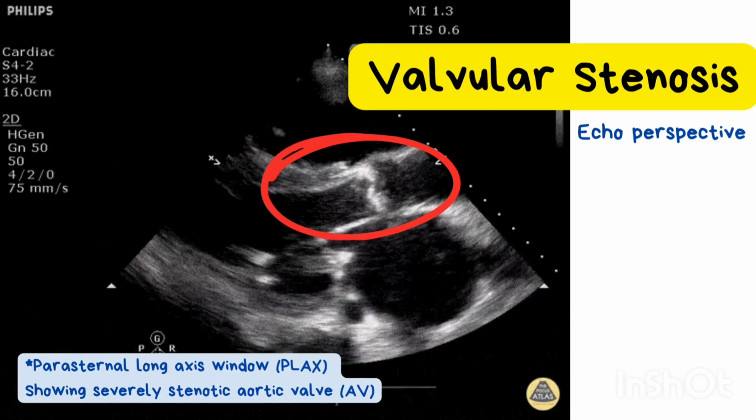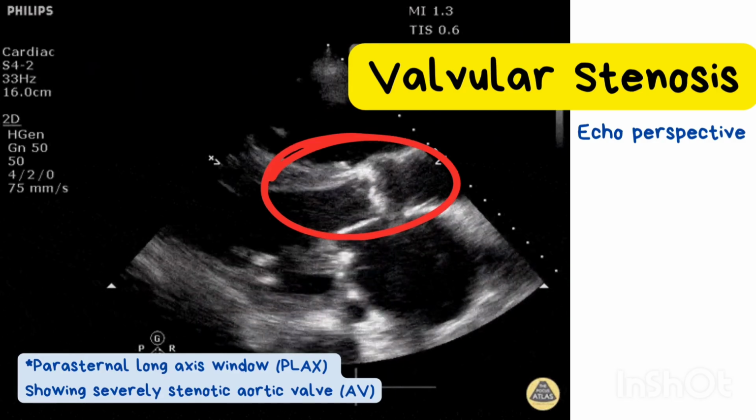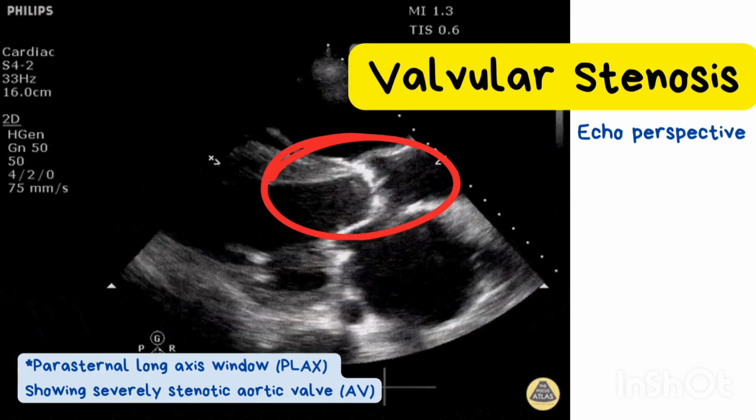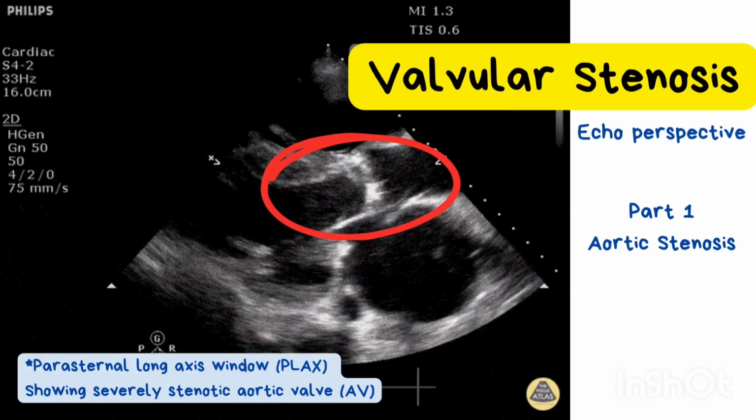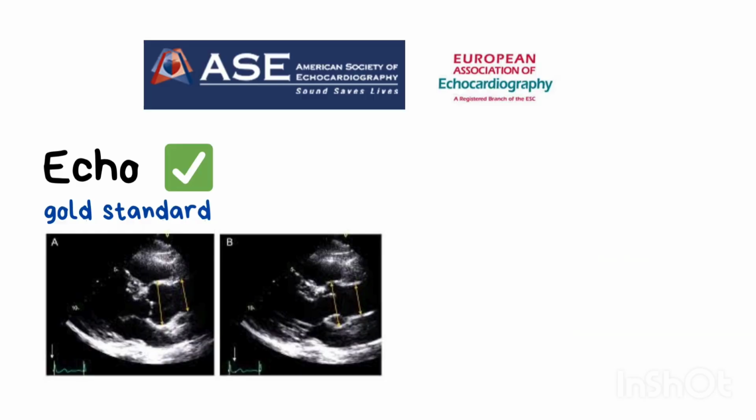Hi, and welcome to our series on valve stenosis, where we break things down to help you master echo, starting with one of the most common, aortic stenosis. When it comes to evaluating how severe aortic stenosis is, echocardiography is the gold standard. It gives us everything we need, all in real-time, non-invasive imaging.